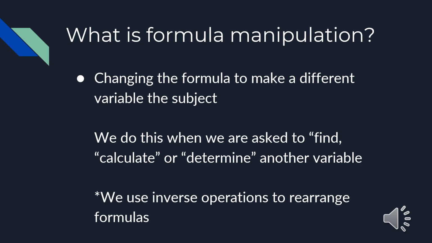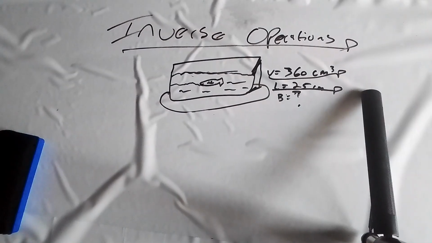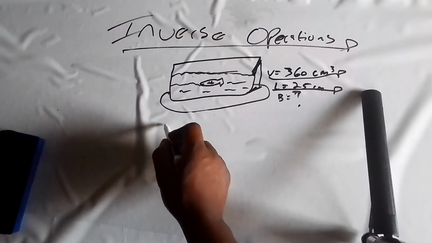So in order for us to be able to manipulate formulas, we just use inverse operations to rearrange those formulas. I'll show you just now. Okay, I said for us to be able to manipulate or rearrange formulas, we use inverse operations. So when we're using inverse operations, this means that we do the opposite of what we usually do.